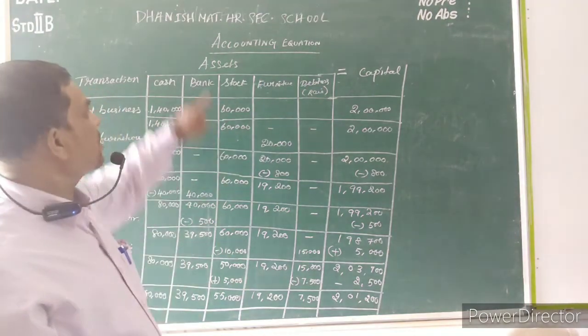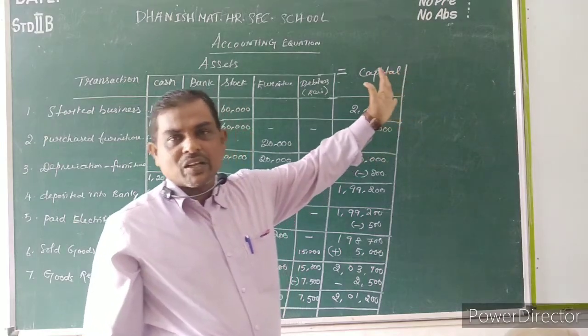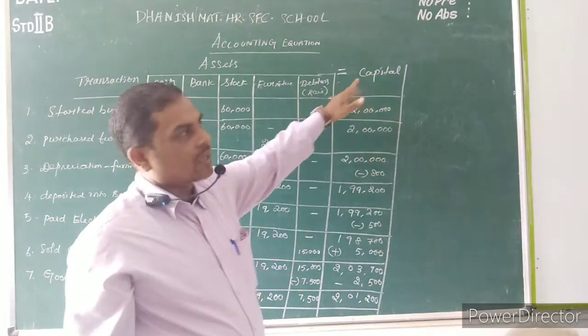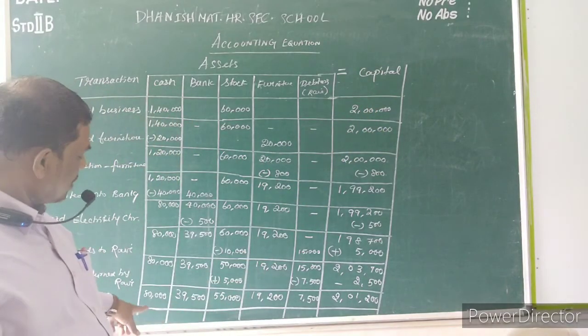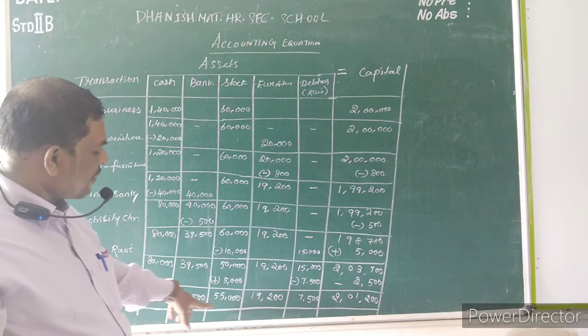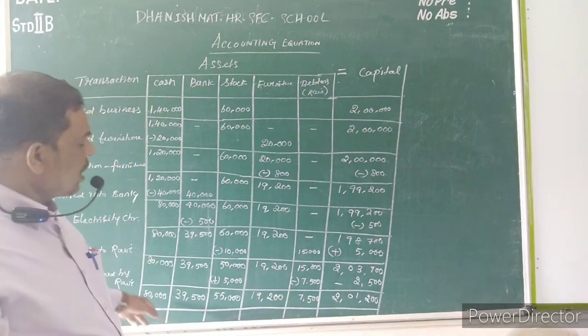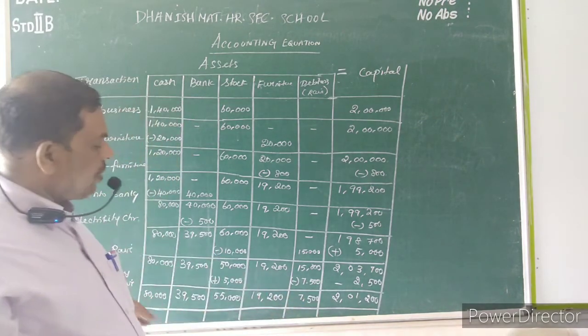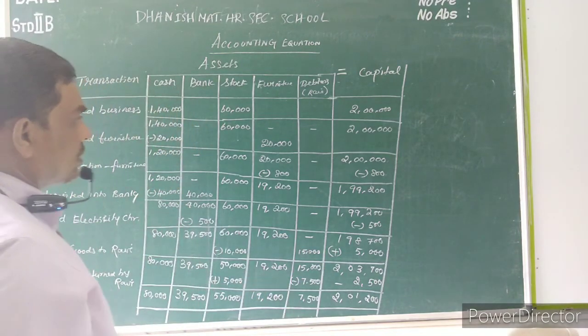What is the accounting equation? Assets is equal to capital plus liabilities. Here there is no liabilities anything. Only capital is there. So this asset should be equal to capital. Now we have to check. 80,000 plus 39,500 plus 55,000 and 19,200 plus 7,500 should be added. All these things should be equal to 2,01,200. Just we can check.